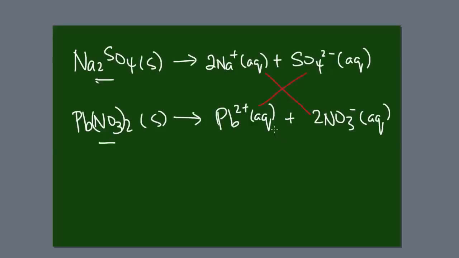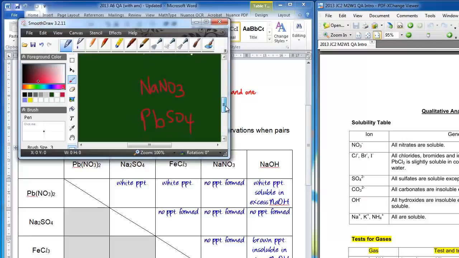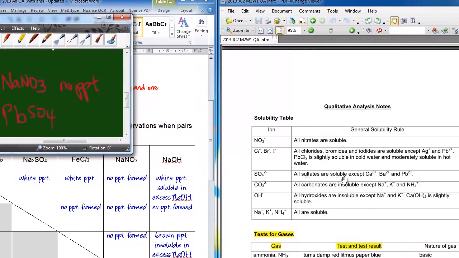So in the end, you got to ask yourself this: are NaNO3 and also PbSO4 going to be soluble? If you look at the table, looking at NO3, all nitrates are water soluble. So in this case, over here, I don't see any PPT. And for PbSO4, all sulfates are soluble except for calcium, Ba2+ and Pb2+.